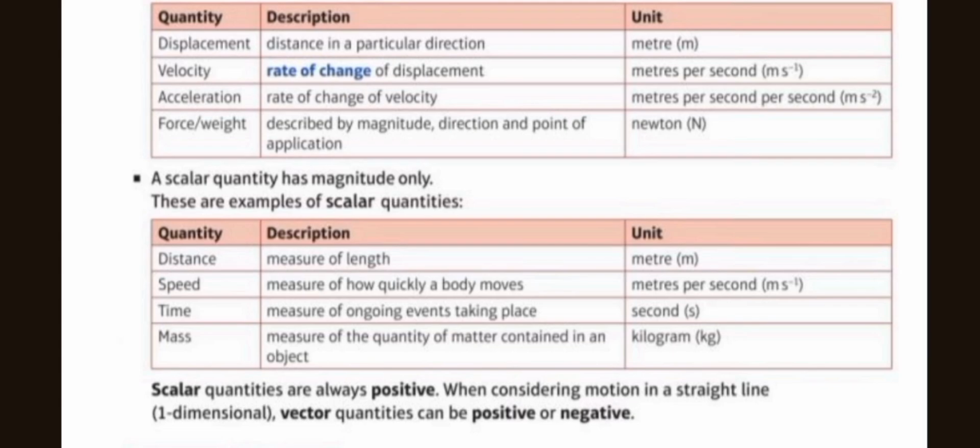Mass is the measure of the quantity of matter contained in an object. It has unit kilogram. Scalar quantities are always positive when considering motion in a straight line. One-dimensional vector quantities can be positive or negative.